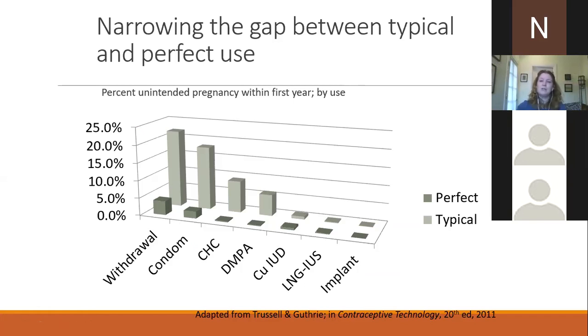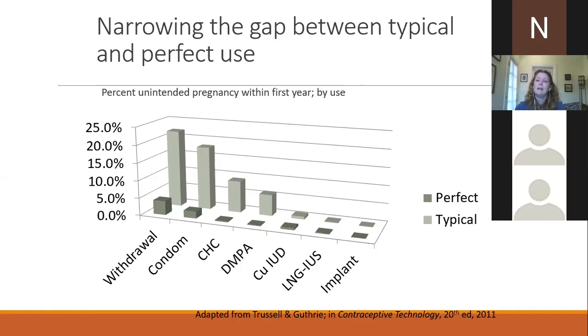And then typical use, if we look at 100 couples over the course of a year, what's typical use? And so you can see the wider bars for the methods that need more attention. So withdrawal and condoms, they need to be used every single time, and there's attention that needs to be paid to them. And then you have what it says CHC, that's birth control pills, the patch and the ring, still relatively wide. So if it's used absolutely perfectly, the pill is about 99% effective. But if you look at 100 normal human beings, it's about 92% effective.